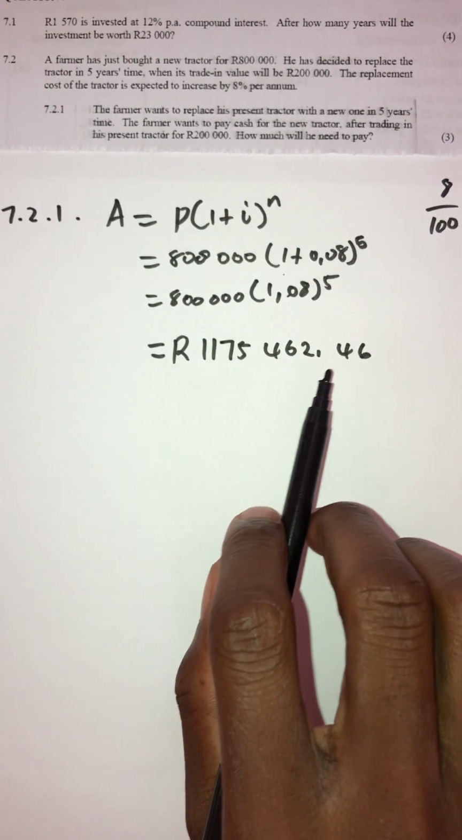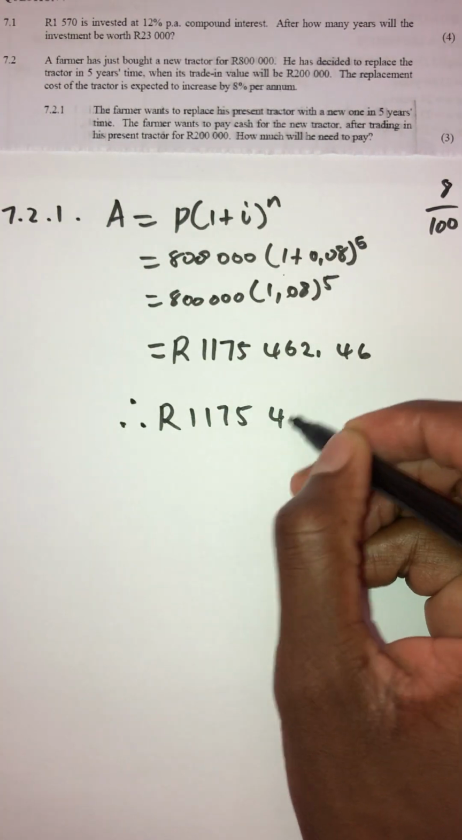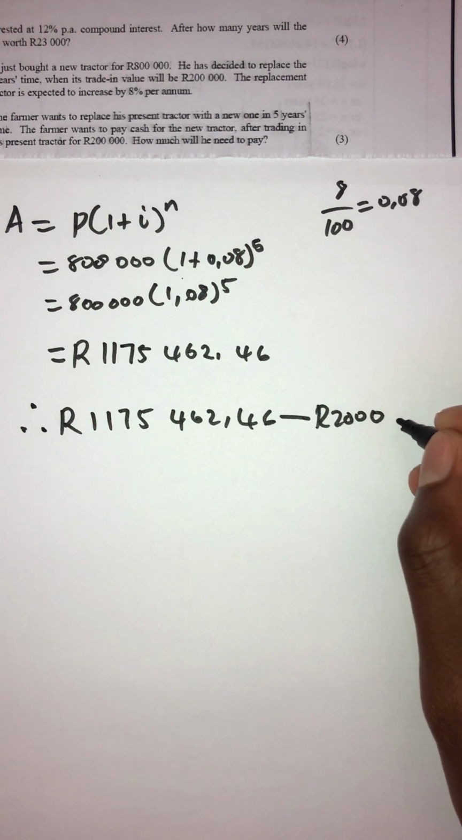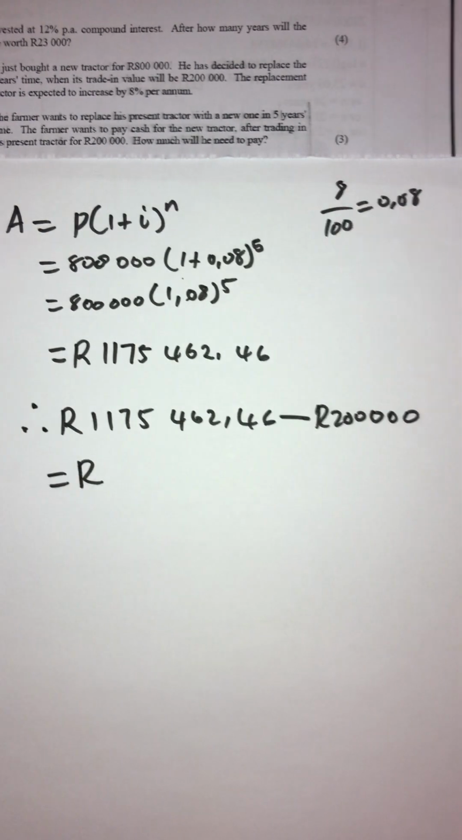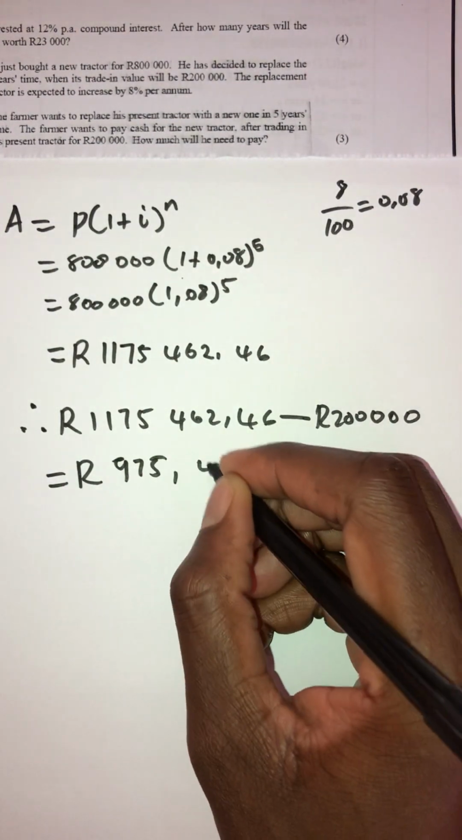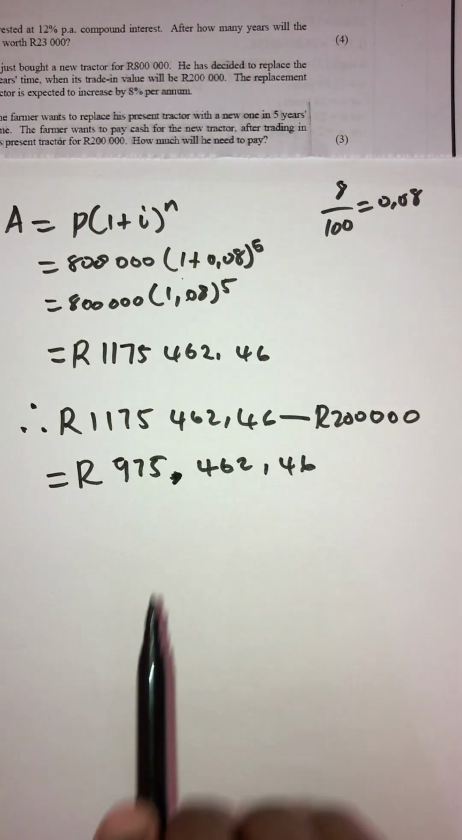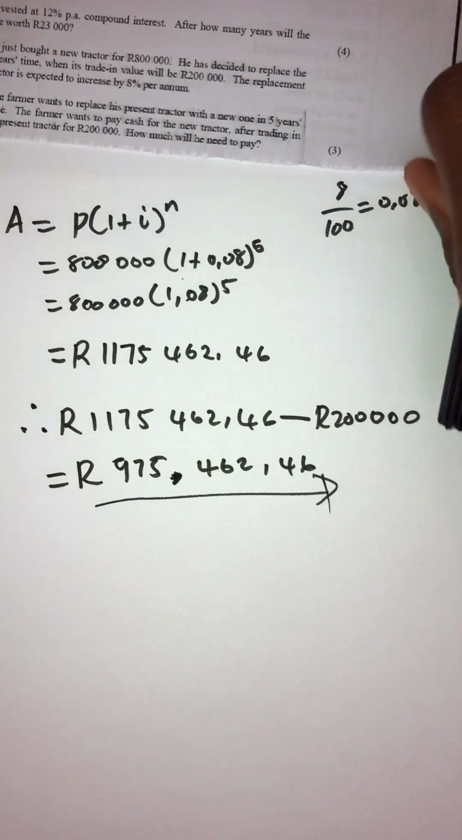Now, this is the money that you will be investing for the rest of 5 years. Now, what we're going to do, we're going to take this money, then we minus the trade-in amount, which is 200,000. The trade-in amount of 200,000. So now, what do we get? Now we're going to have 975,462. Oh, sorry, it's not comma. It's 975,462.46. So this is the amount that will be accumulated at the end of 5 years, when we minus the trading amount, which is the 200,000. So let's move to the following question.